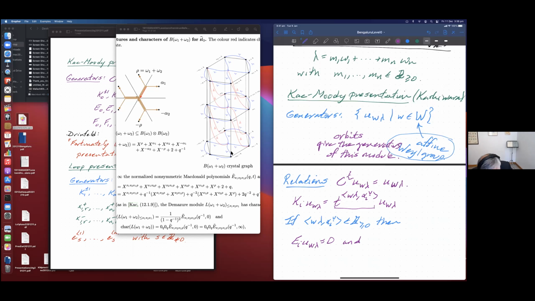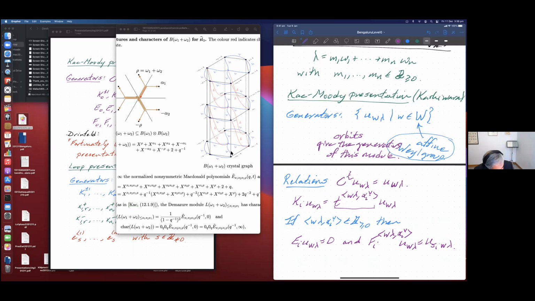And Fi to the correct power must take it to its corresponding dot. So these dots are all around the cylinder, and you can move them around by the Fi's, go from one black dot to another dot.